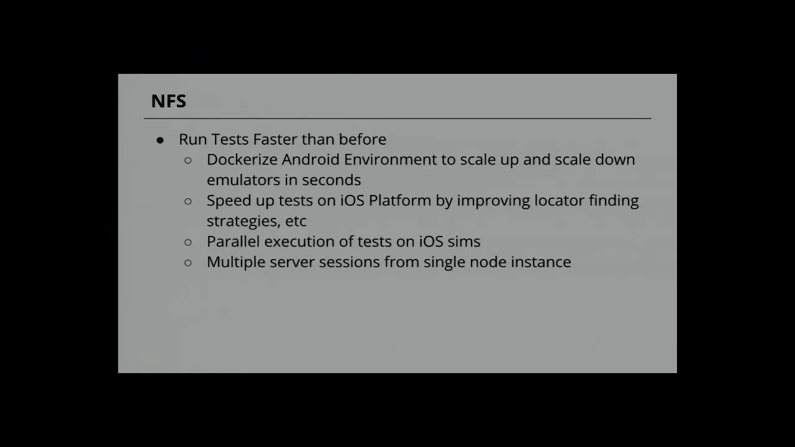So any doubts on how to execute your automation scripts faster than before? Do you have any other ideas apart from Dockerizing and running in parallel? Anything else? Okay, shall we move on to the next? Pretty good goodies. Can we be more interactive? I understand it's Sunday early in the morning.